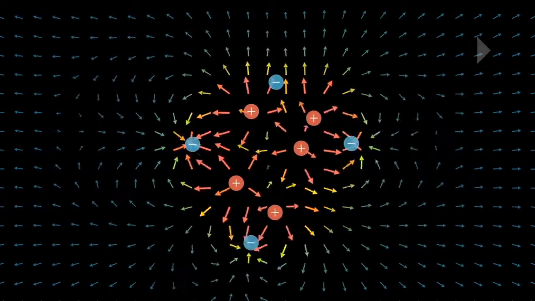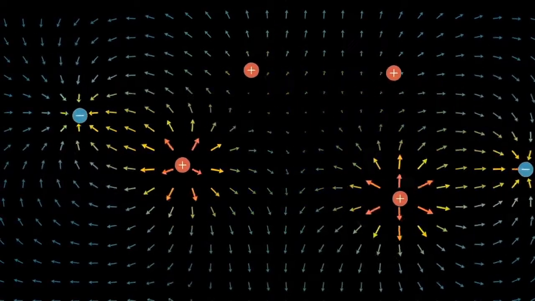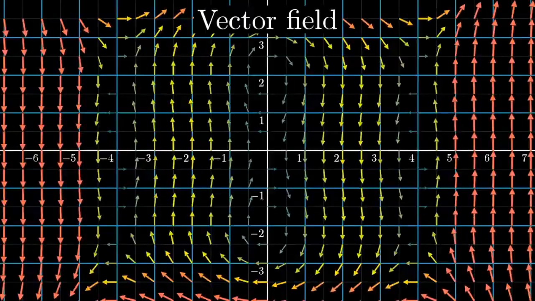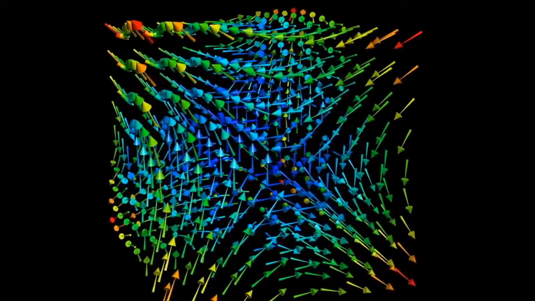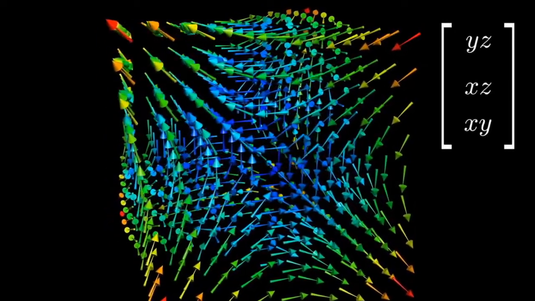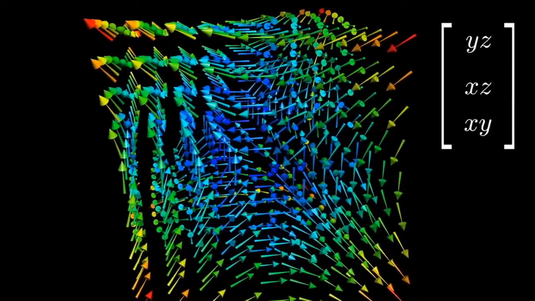But here, we'll just be looking at static vector fields, which maybe you think of as describing a steady-state system. Also, while such vectors could in principle be three-dimensional, or even higher, we're just going to be looking at two dimensions.